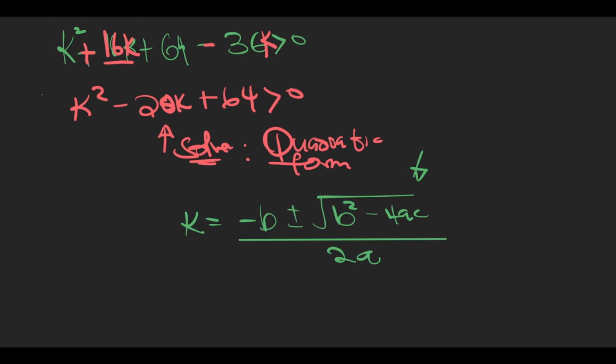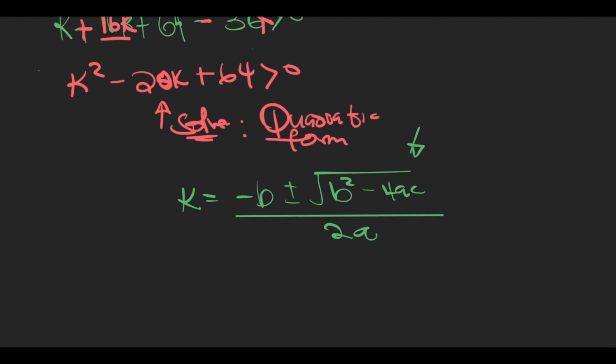This is a formula that you can easily cram and remember. Now I'm trying to solve for this equation. You can see here my a is equal to 1, my b is equal to negative 20, and my c is equal to positive 64. So let me see what k can yield.